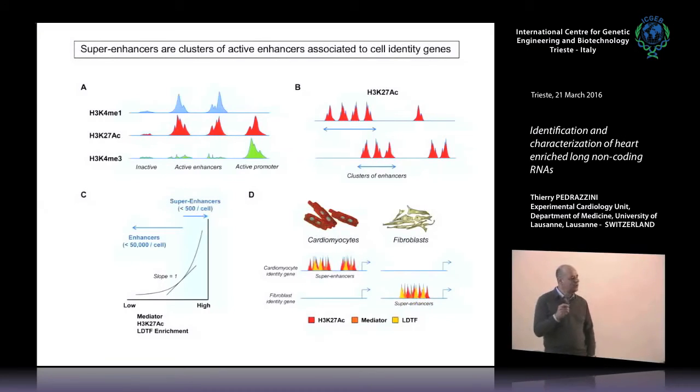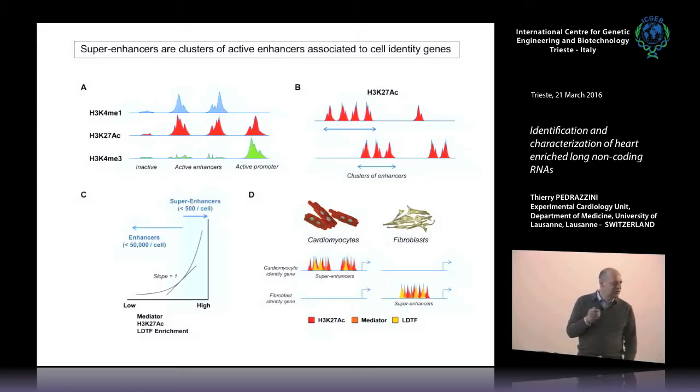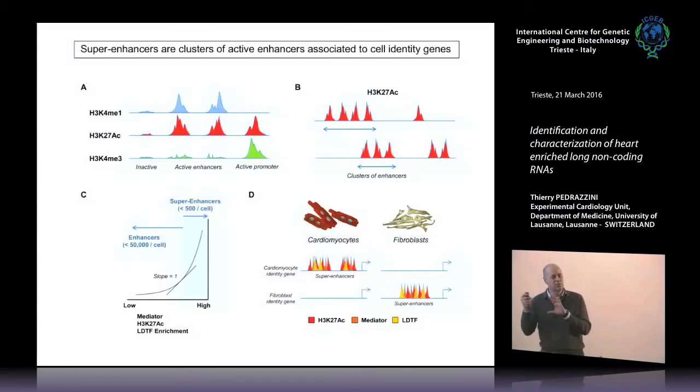But they're extremely important for controlling cell identity. So this is, again, hypothetical, but this could be a super enhancer that is only active in cardiomyocytes and controls the identity of the cardiomyocyte. And this super enhancer wouldn't be active in another cell type, such as the fibroblast, but you have another one that is active in this case, that controls the identity of the fibroblast.